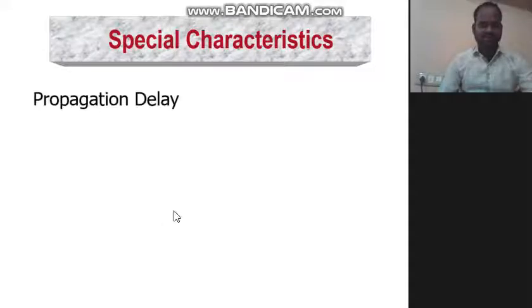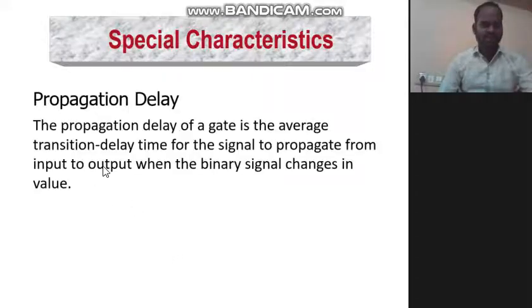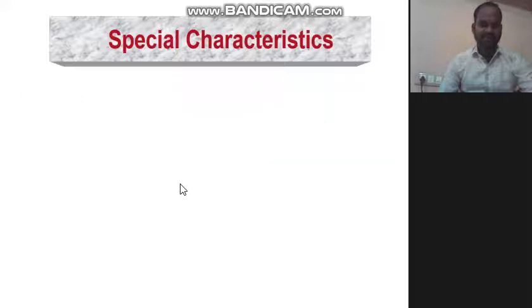Next one is propagation delay. The propagation delay of the gate is the average transition delay time for the signal to propagate from input to output when the binary signal changes in value. That means when we change the input, the time required to produce the output is the propagation delay.